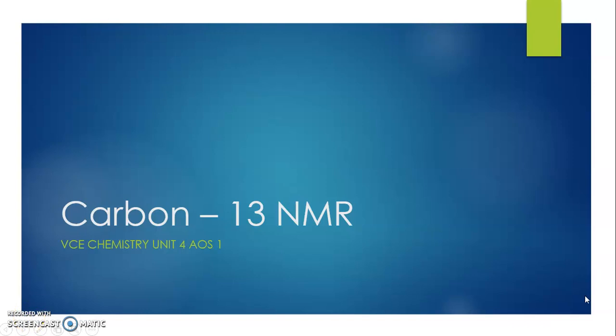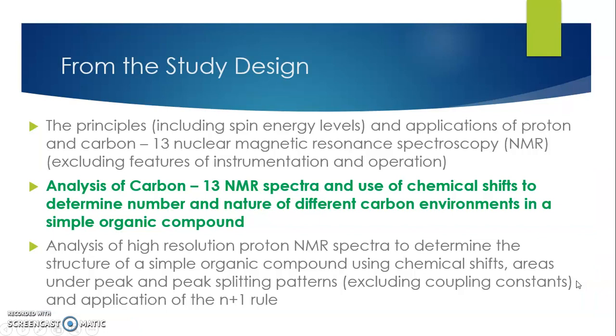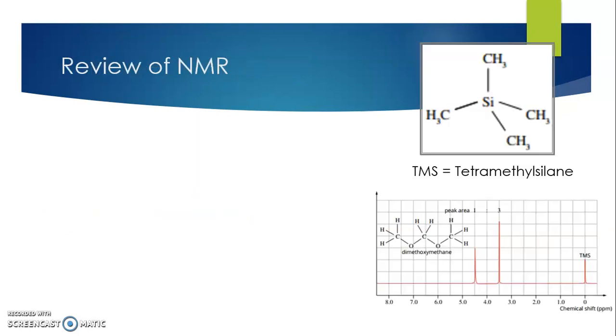BC Chemistry, Unit 4, Carbon-13 NMR. So this will be the last video talking about nuclear magnetic resonance spectroscopy. I will particularly look at an isotope of carbon, which is carbon-13, to produce the spectra that help us to identify the nature of different carbon environments and therefore deduce a structure of a hydrocarbon chain.